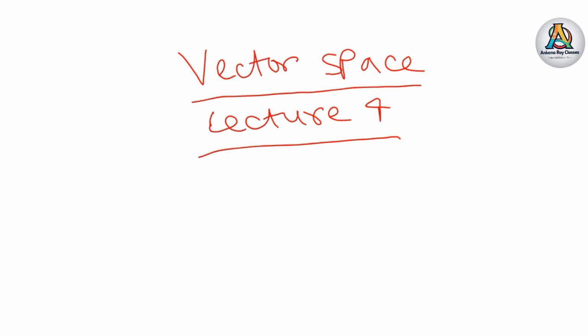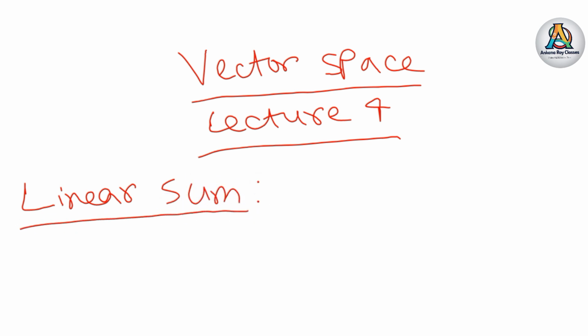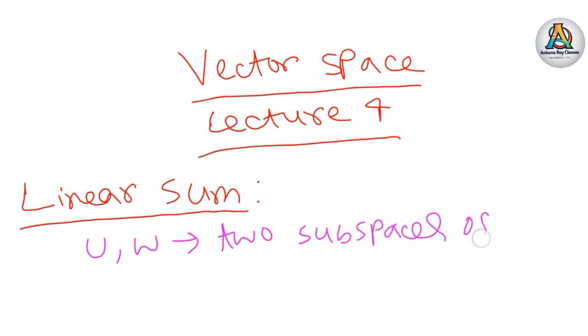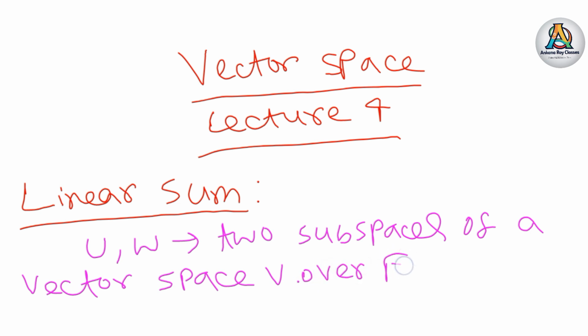Today we will discuss the linear sum of two subspaces. What is the linear sum? Suppose U and W are two subspaces of a vector space V, over the field F.